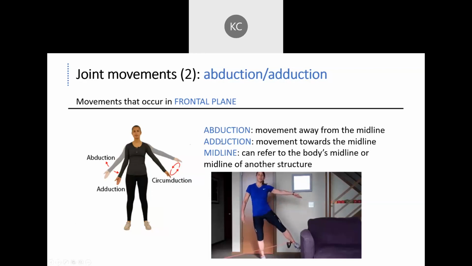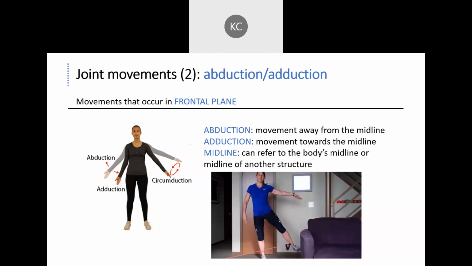Likewise, the second one, adduction, you add it back. So you're adding it back to the midline. We're going from out here and we're coming back in. We're swinging back in toward the midline. All right, very easy. You can have the same thing occur on other parts of the body. This is for limbs, but you can also have this occur for your digits as well.